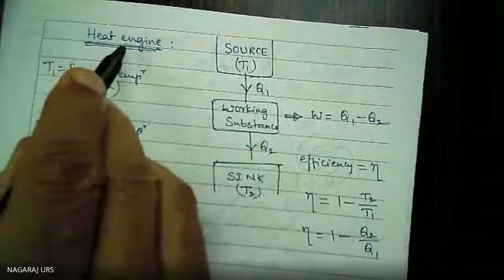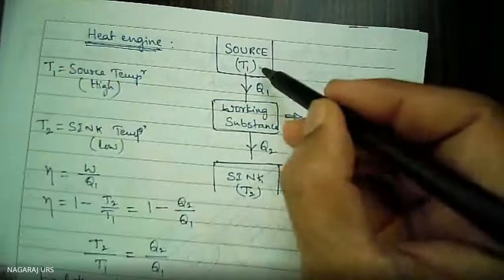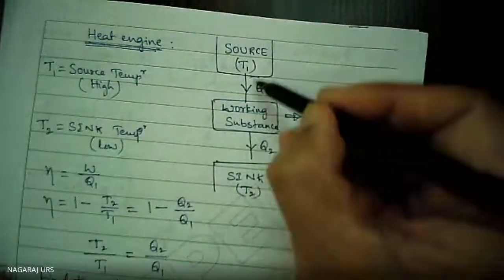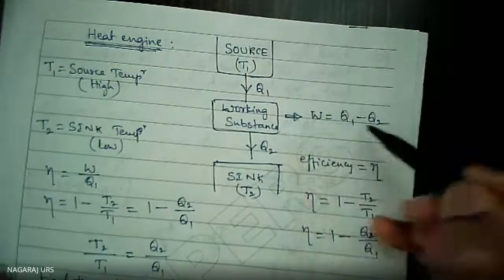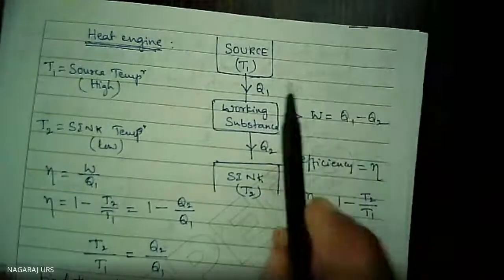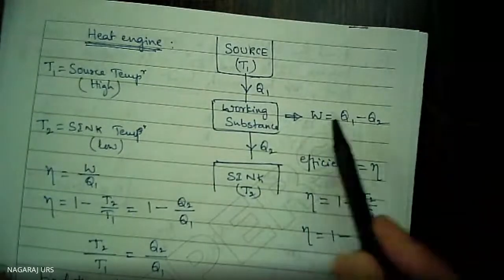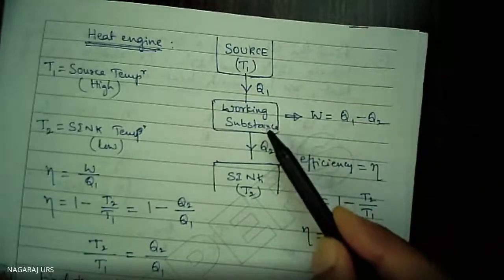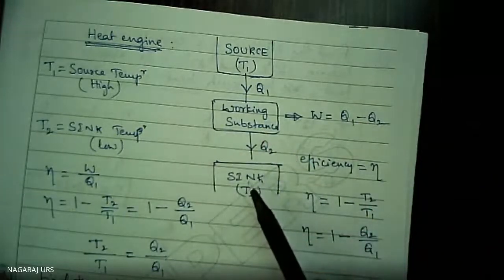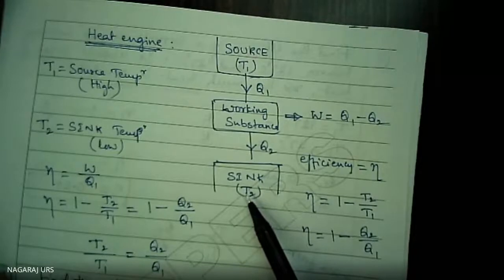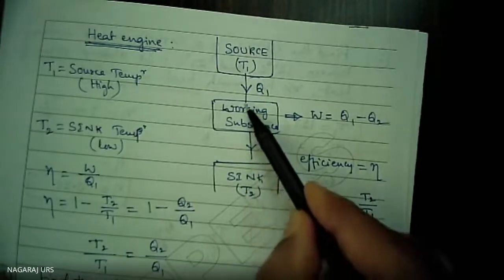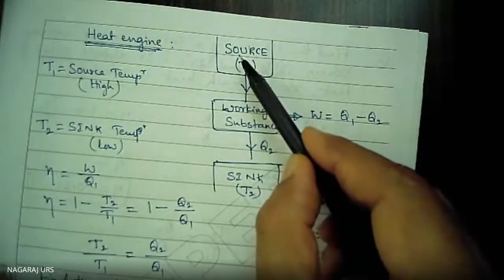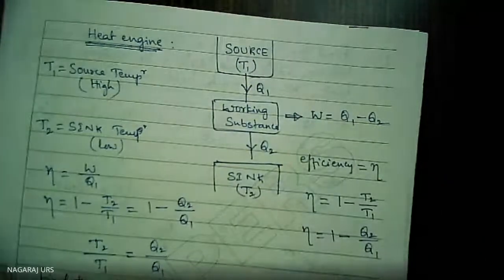Whatever I have written here is a heat engine. But if it is happening in the reverse way, work is done on the system. The compressor is working using electric current and other things. Now the heat energy is flowing from the sink through the working substance to the source. Clear? Okay.